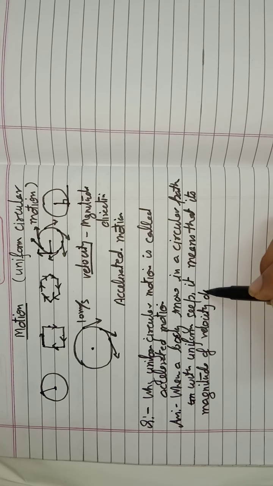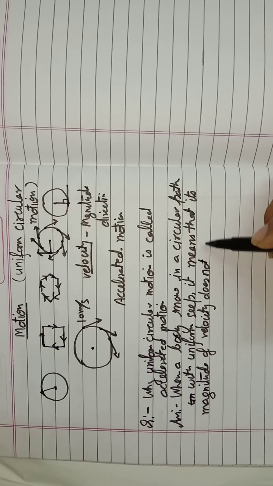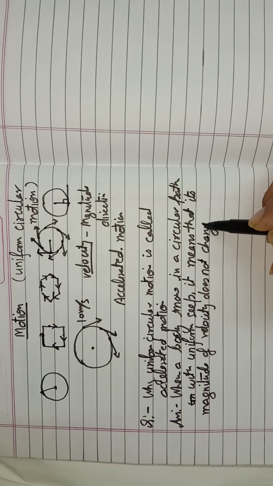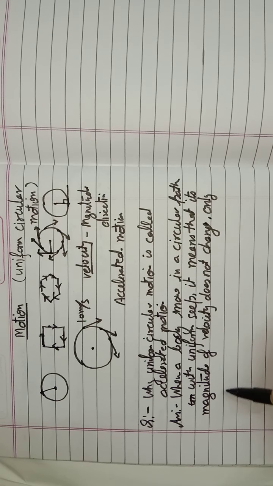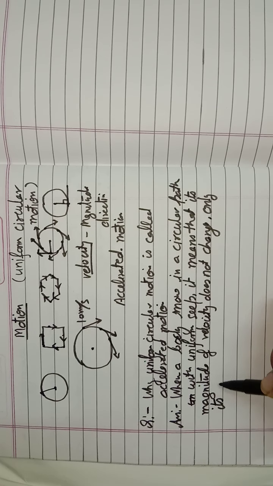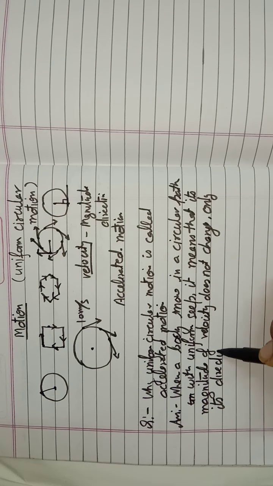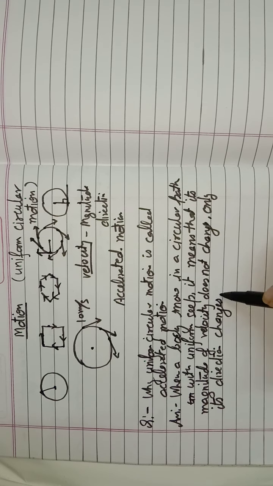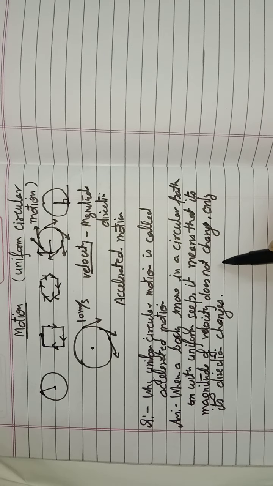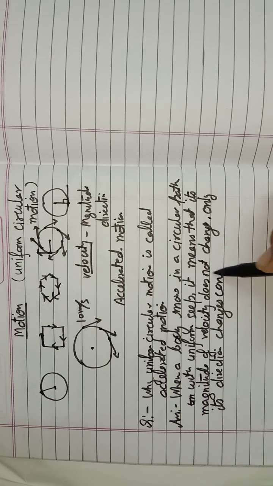The magnitude of velocity does not change, but only its direction changes. Now we know how its direction changes in a circular motion. It changes continuously.